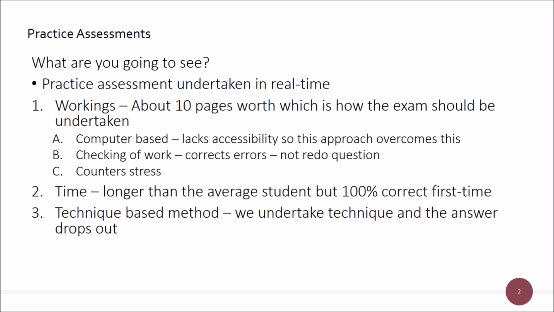As you'll see with all my videos, I think everything within accountancy is a technique-based method. You apply the technique and the number drops out. So that's the approach we take. We don't answer the question straight away. In fact, to be quite honest, most of the time the examiner is trying to lure you into answering the exam straight away. We just apply a technique to each of the individual questions and then the answers drop out. A lot less stressful from that point.